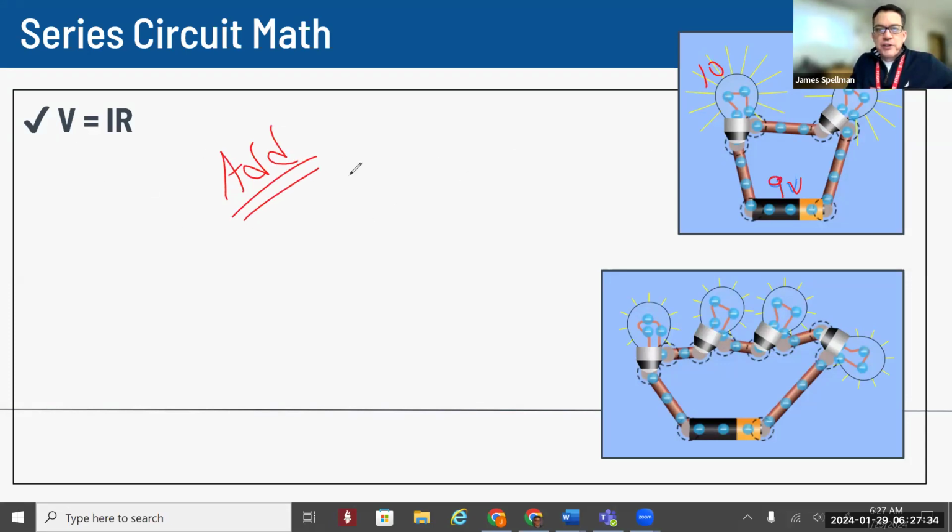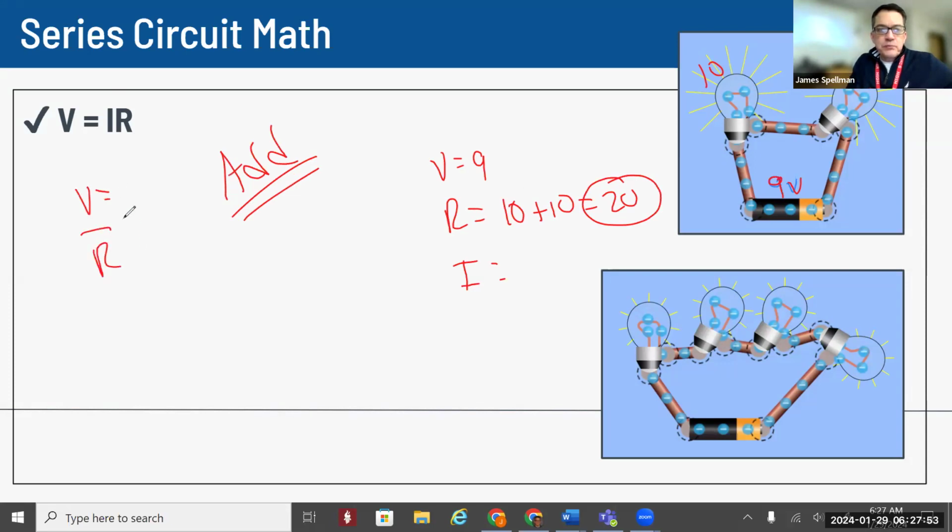So in a series circuit, if we've got more than one thing, we basically just add them together. If we know that our voltage is 9 and we've got two resistors in a series circuit, we're just going to add them together. So our total resistance is 20. And if we wanted to figure out what's the current, again, I'm solving for I. Move the R to the other side, and V over R equals I. So in this case, we'd have 9 over 20 equals I, and that's going to come out to be about 0.45. And again, this would be in terms of amps, since we're doing a current.